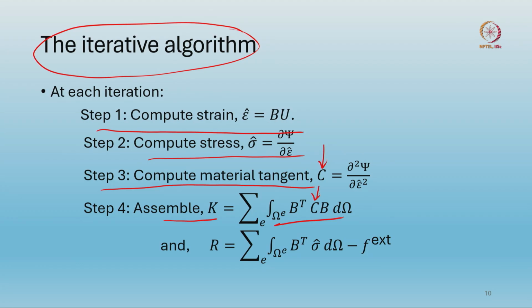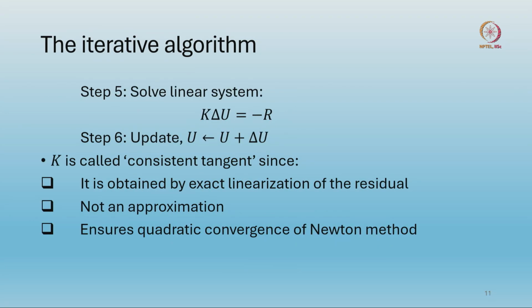Then find the right hand side, minus R(U). For that, find R as the assembly over elements of the element based internal force minus the element based external force. The element based internal force is the integral over the element omega E of B transpose sigma hat d omega. Then assemble them to get the overall residual R. It is still a function of the last iterative solution U.